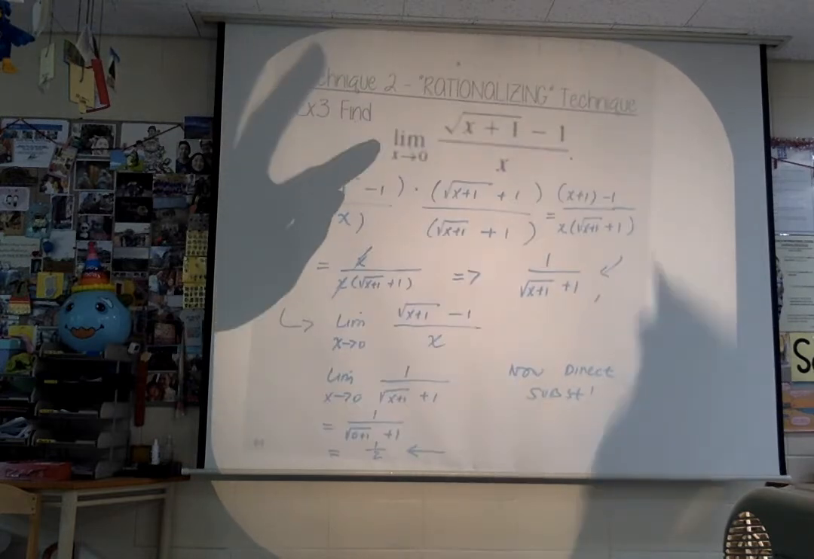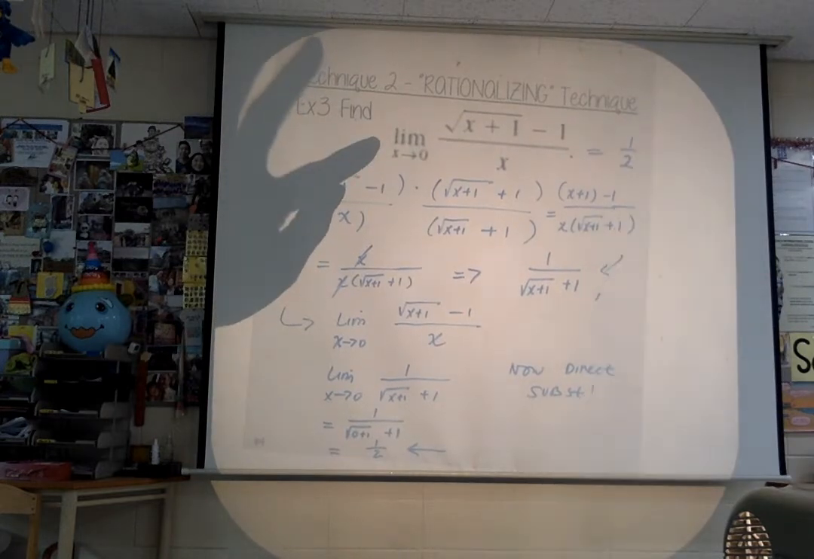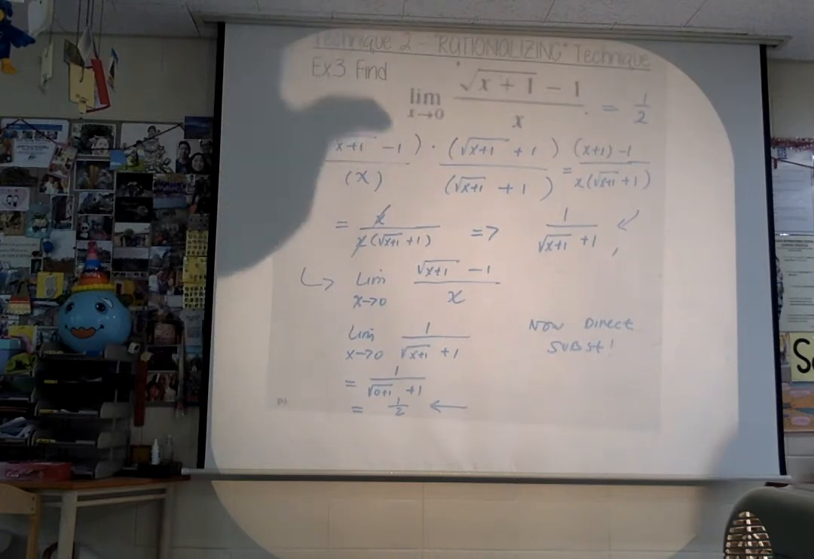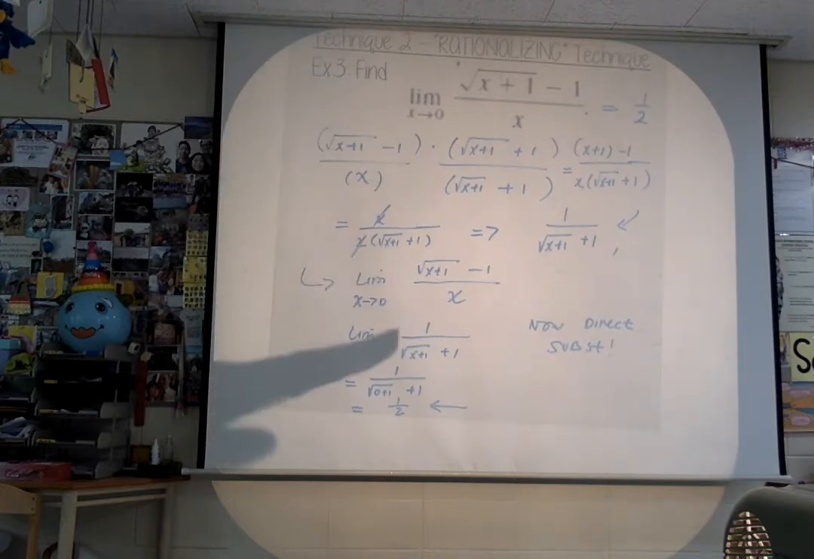So, what's the limit of this guy? It's actually 1 over 2. So you see that? It's called the rationalization technique because we rationalize the numerator. And now we direct substitute, and then we actually find our limit. Well, if you don't believe me, let's check, okay?